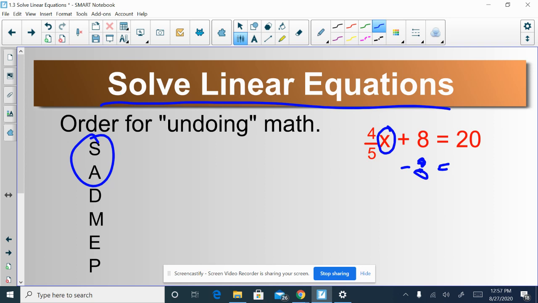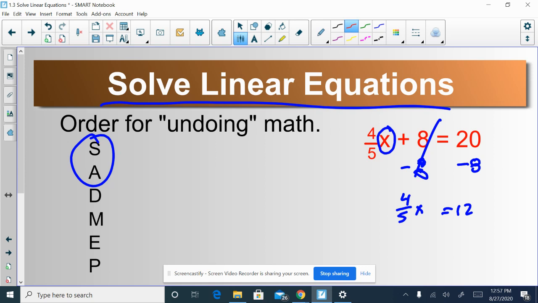And if you subtract 8 on one side, you also have to subtract 8 on the other side. Okay. So 20 minus 8 is 12. Plus 8 and subtract 8 cancel each other out, and you're going to end up with 4/5 x is equal to 12.